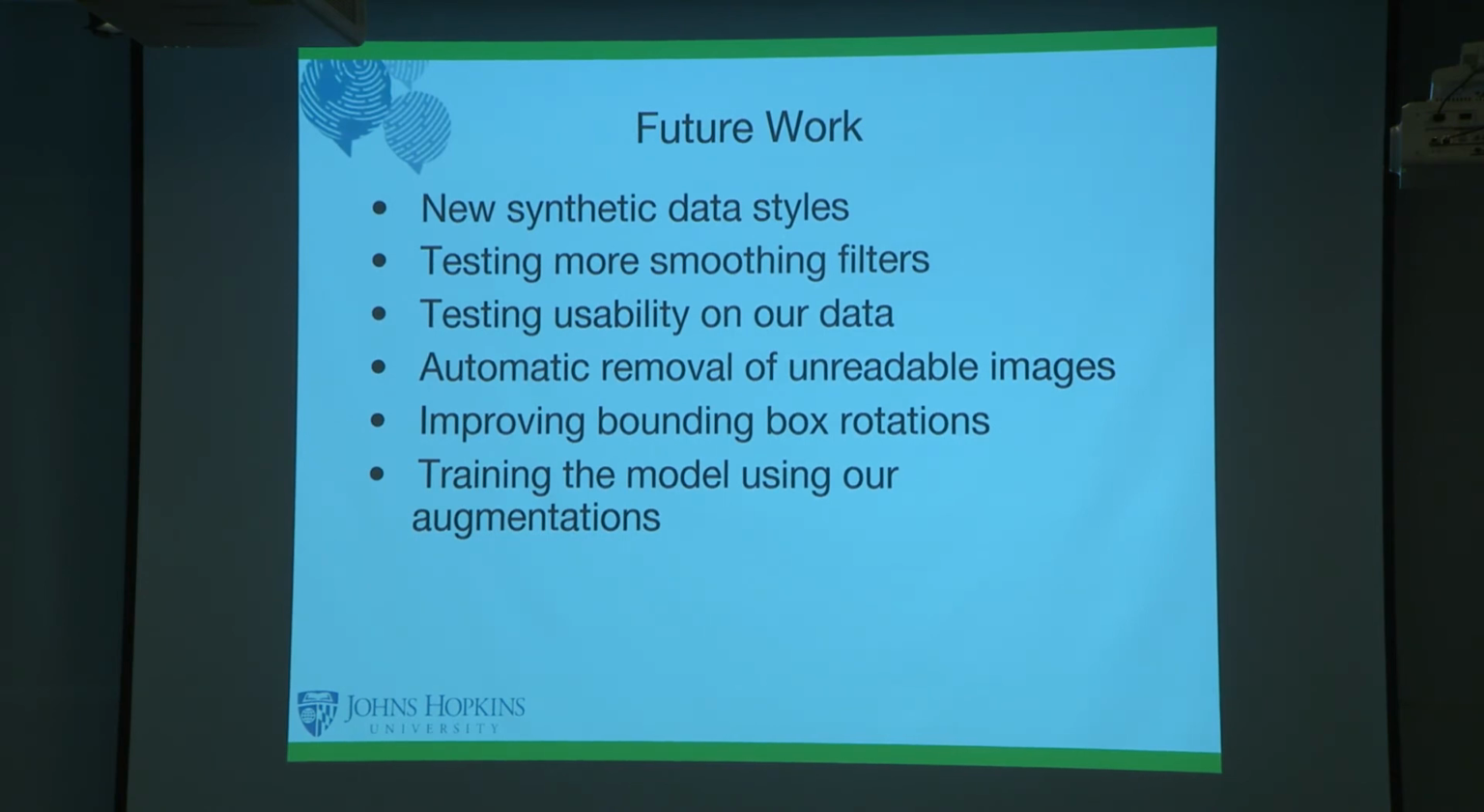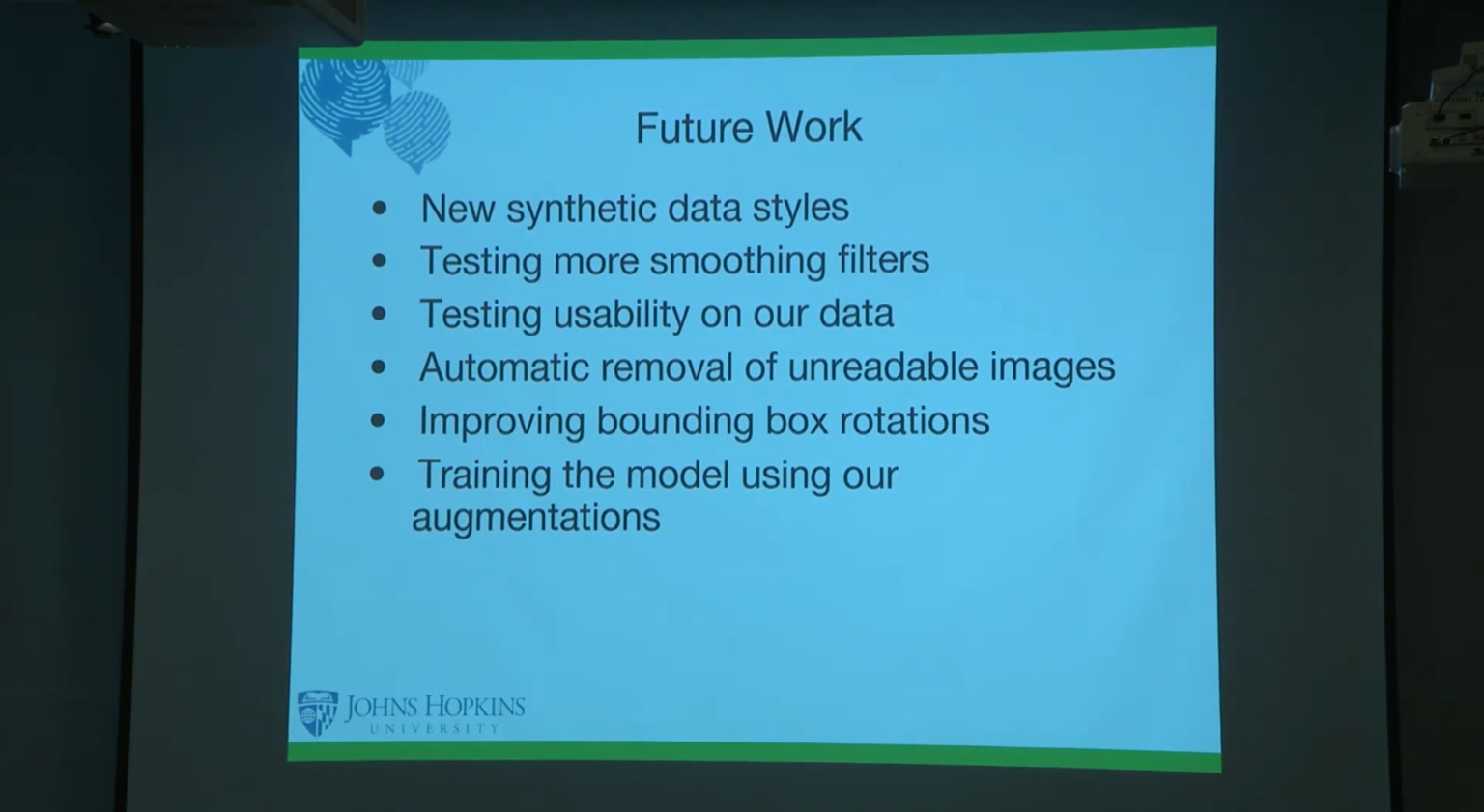And so some of the things we talked about were having new synthetic data styles. We kind of felt like the synthetic data that was generated, there could be more variety to that. And so just using Fast Photo Style on a variety of different synthetic data styles would have been good. Also testing more smoothing filters rather than the original smoothing method, and while using segmentation maps, testing the usability of our data, and then what I said before, automatic removal of unreadable images, working on an algorithm to do that.